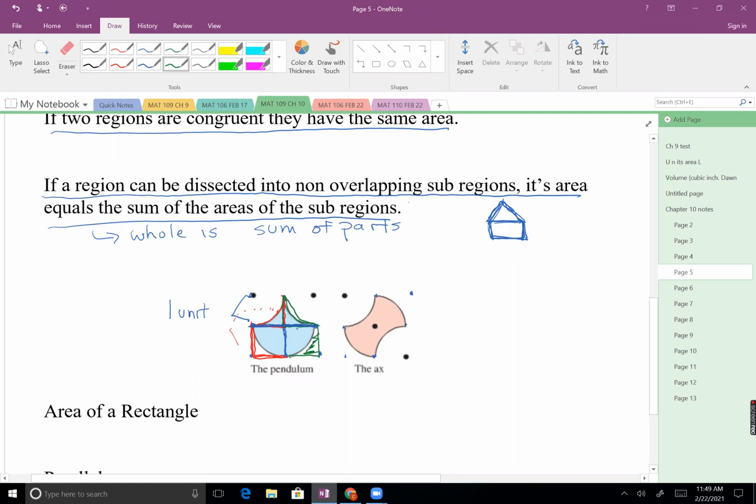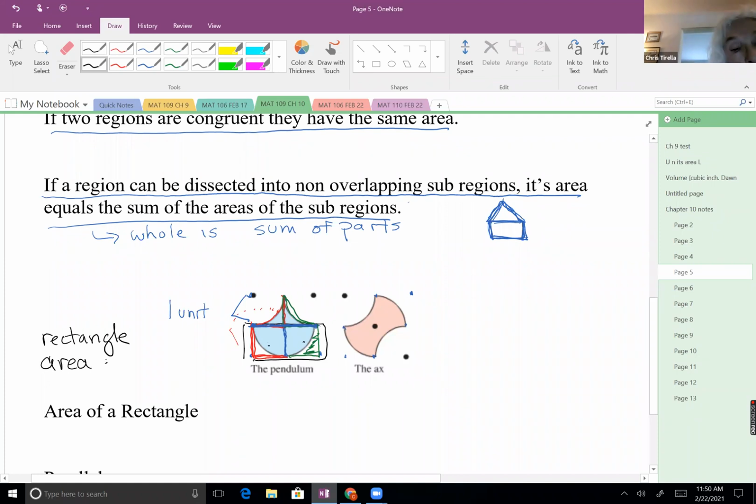Yes. And so by dissecting it, cutting it into little pieces and moving the pieces around, do you see what I've got now is a rectangle? And just by looking, does everybody see that the rectangle has an area of, well, it would be 2 square units. And so my pendulum would also have an area of 2 square units.